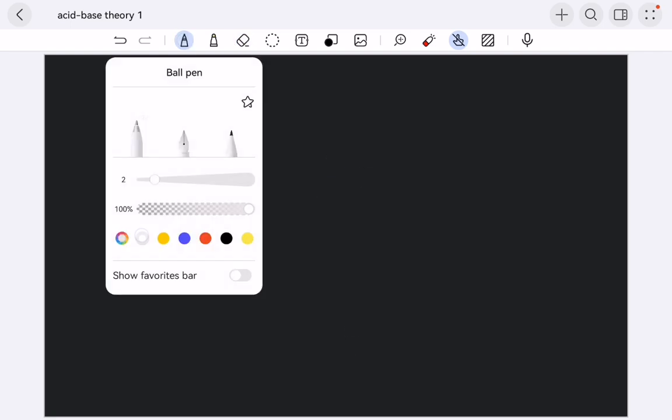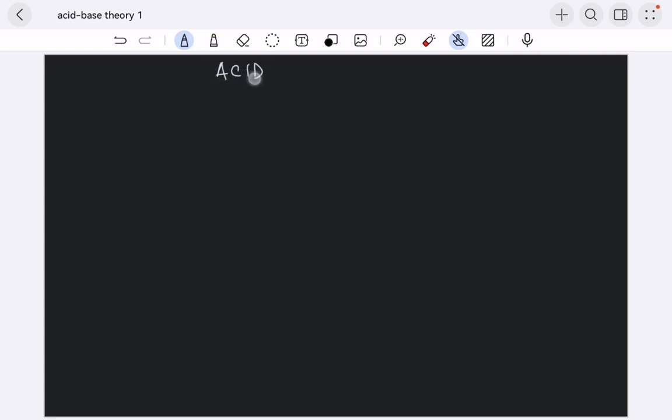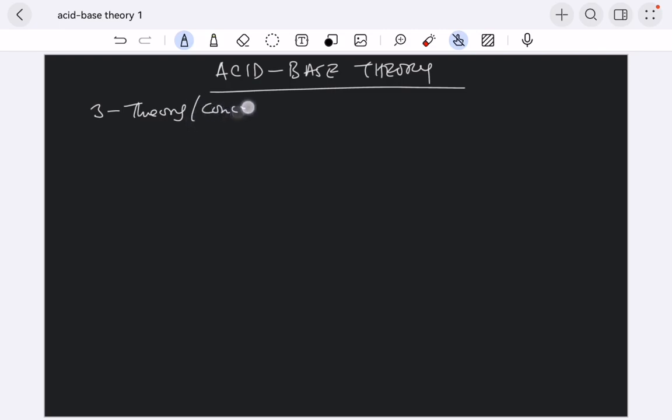In today's video, we are going to start a series on acid base theory. So under acid base theory, we want to understand an acid and the base using theories. And here we are going to look at three of those theories or concepts that describe an acid and the base. We have number one, what is known as the Arrhenius theory.